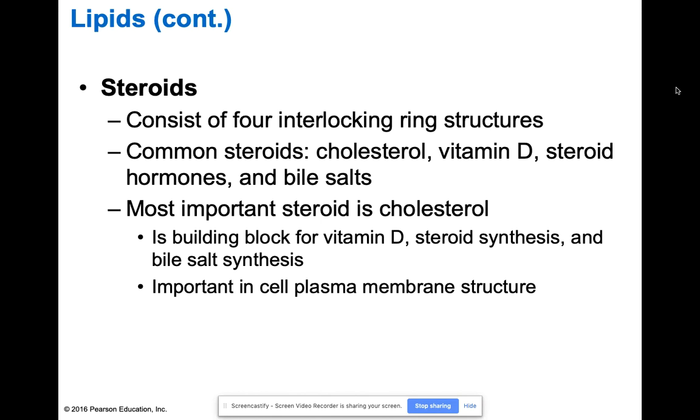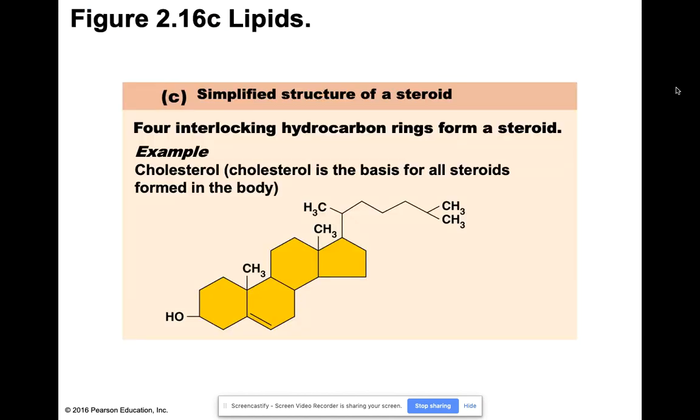The most important steroid is cholesterol. It's the building block for vitamin D, steroid synthesis, and bile salt synthesis. And like I said, it's really important in the structure of the cell membrane because it helps to maintain membrane fluidity, which means that your cells are not very rigid. They're very fluid. That way you have things passing in and out as they should. So here's an example of a steroid.